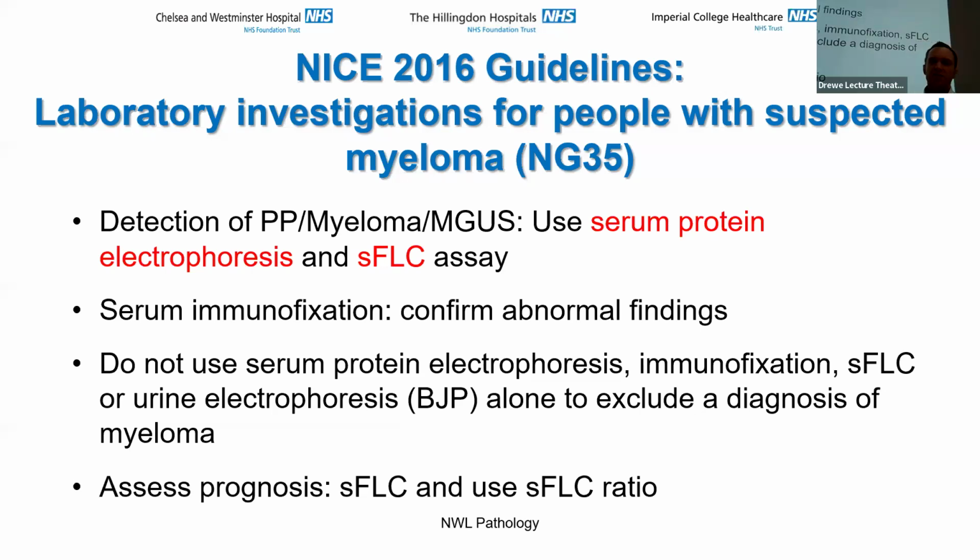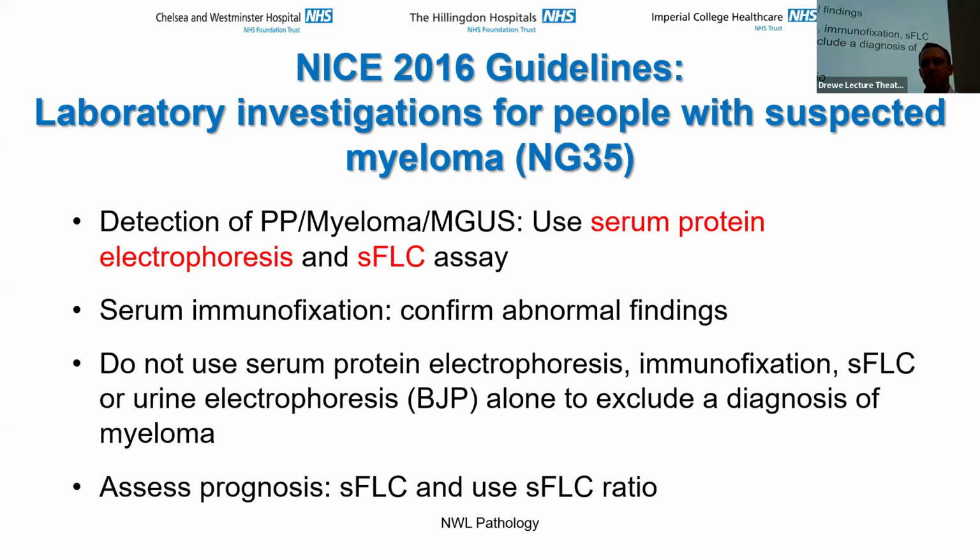The serum free light chain assays, there are different assays on the market. The most commonly used one is probably the Binding Site assay. It's worth bearing in mind that the different free light chain assays will give you different results, and it's often due to the different types of antibodies which they employ within their immunoassays. To confirm any of the findings on protein electrophoresis, we would then do serum immunofixation, and these are all done as gel-based assays.